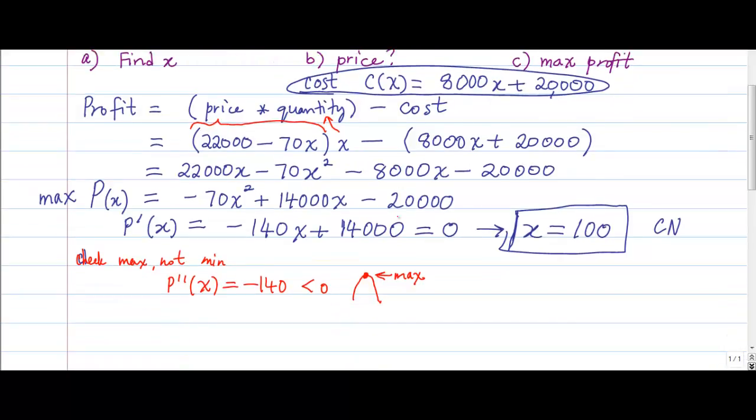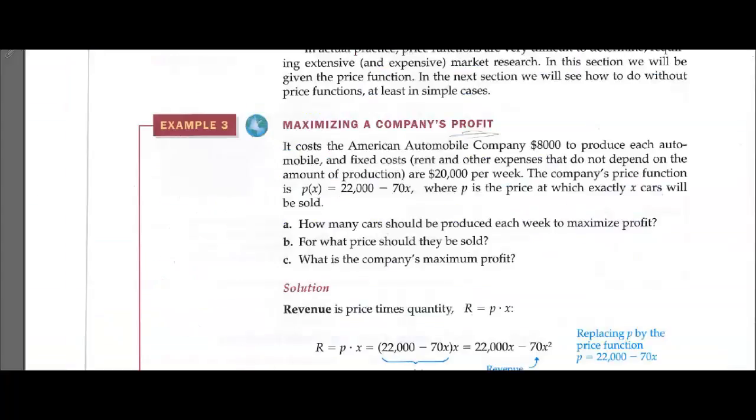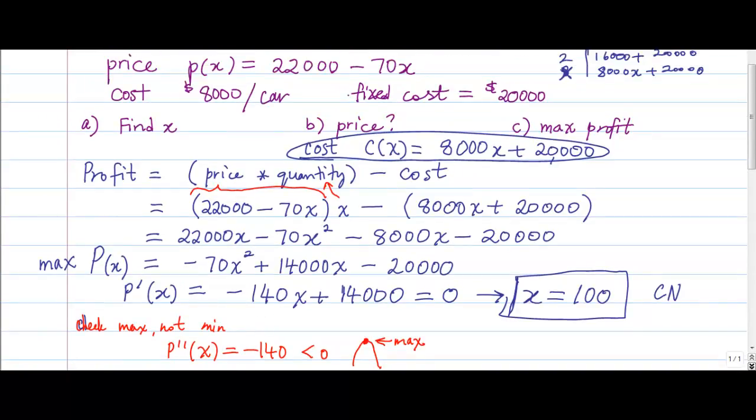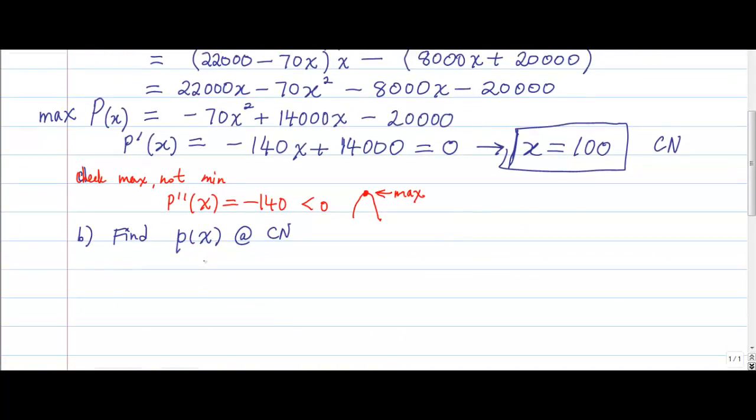Now they say find the price. Find p of x at the critical number. That's what that is asking. Okay, let's go back. It says, for what price should they be sold? Right? So let's plug x equals 100 into the price function. 22,000 minus 70x. That's the price function. Okay. So that's going to be lowercase p of 100, which is 22,000 minus 70x.